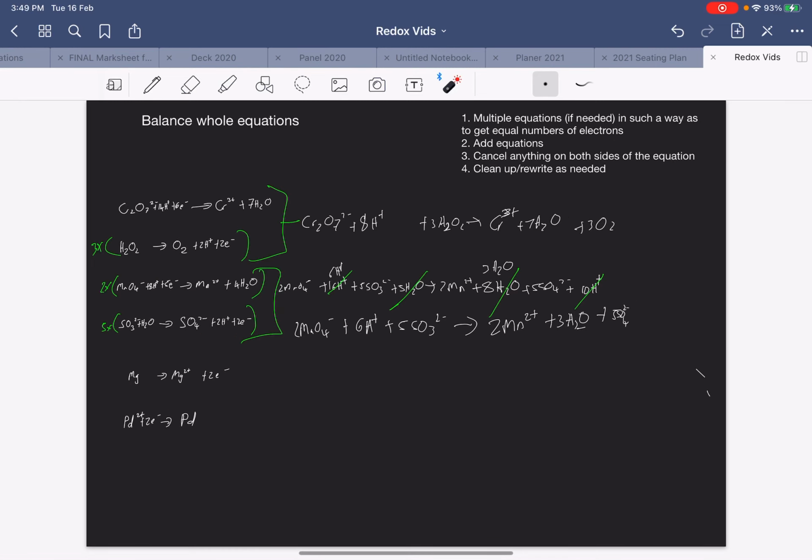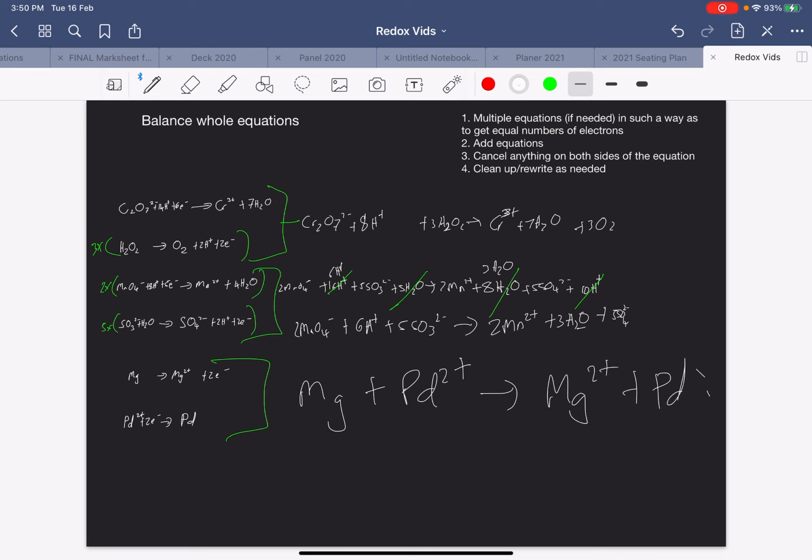All right, one more, nice and easy. Combine these two. All right, so this one, the electrons are already equal, so I'm not going to be adding anything, no multiplication. And then I'm going to go Mg2 plus Pd. And done. Nothing fancy. There's no extra balancing, no extra cancelling, etc.